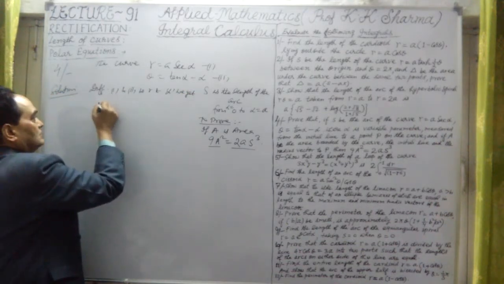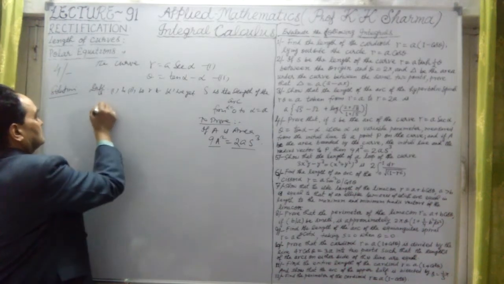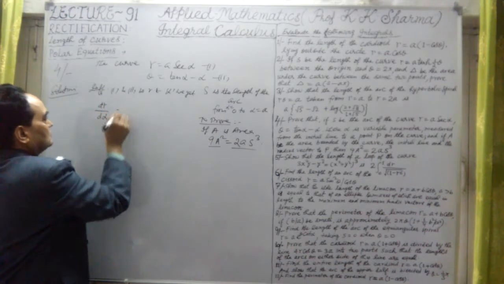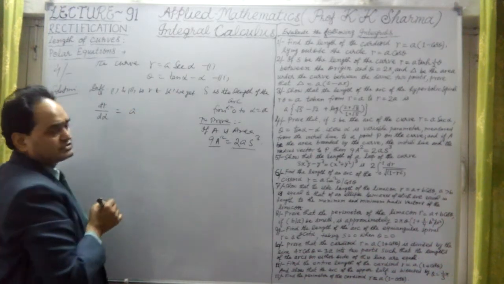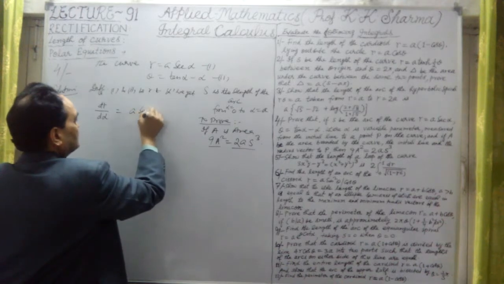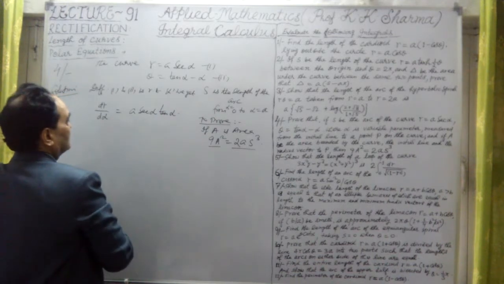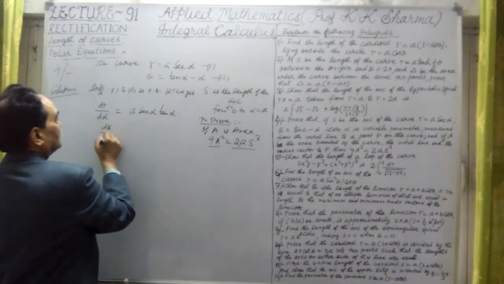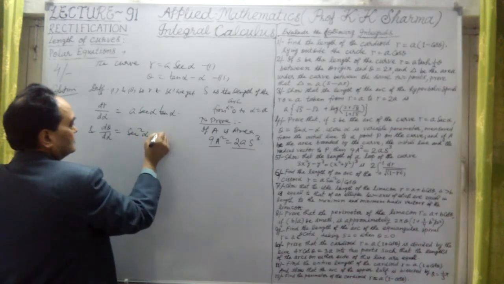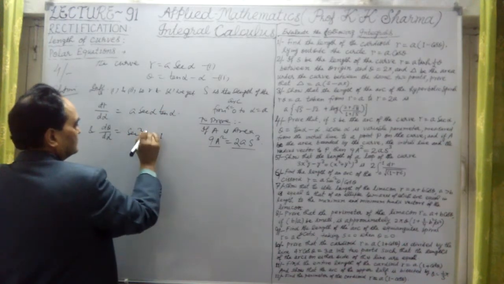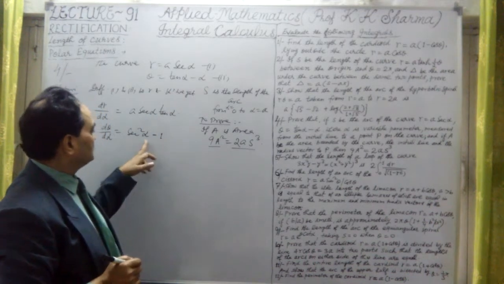This is dr upon d alpha, I'm taking r like this. It is equal to, from this one, a into sec alpha differentiated as sec alpha into tan alpha. This is the value of dr by d alpha. And d theta by d alpha is equal to tan alpha differentiated as sec square alpha, and alpha is differentiated as 1 because we are differentiating with respect to alpha. Alpha is not constant, so d theta by d alpha is sec square alpha minus 1.